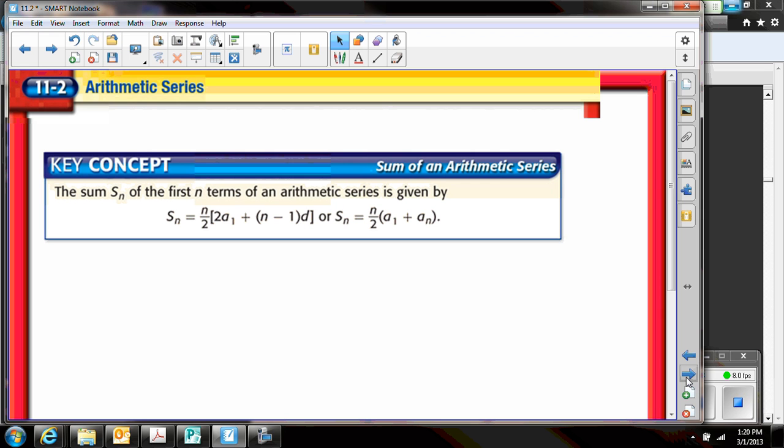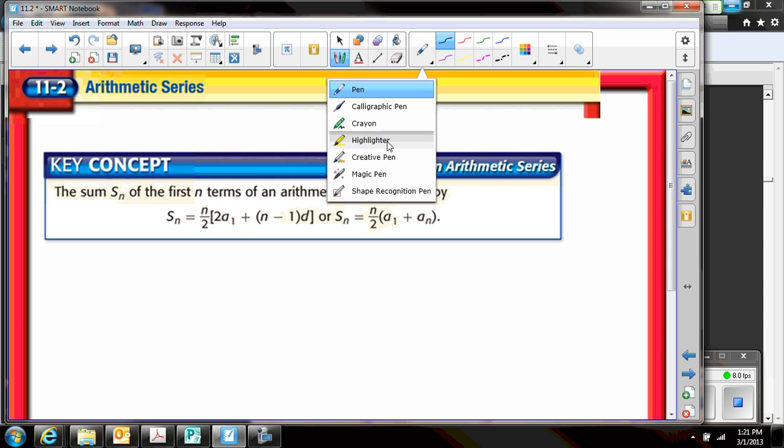As always, we're looking for a shortcut. There's no way I want to sit down and add up every single row of the entire series to figure out how many people can sit in my amphitheater. So the question is, what is the shortcut? Well, the shortcut is given by this equation here, the sum of the arithmetic series. It says the sum S sub n of the first n terms of an arithmetic series is given by S sub n equals n over 2 times 2 times a sub 1 plus n minus 1 times d.